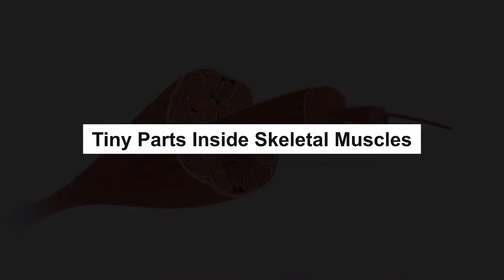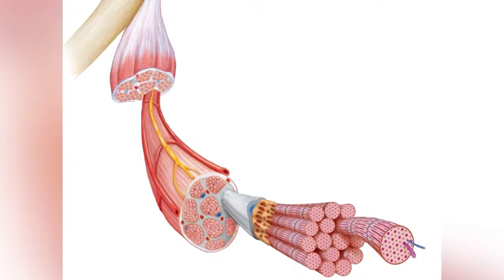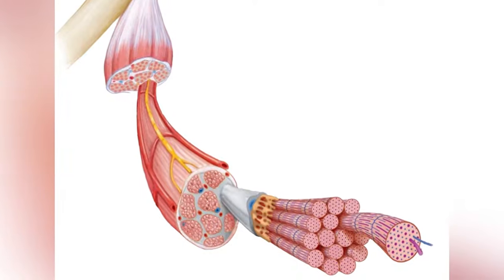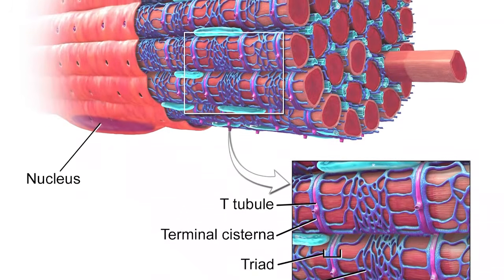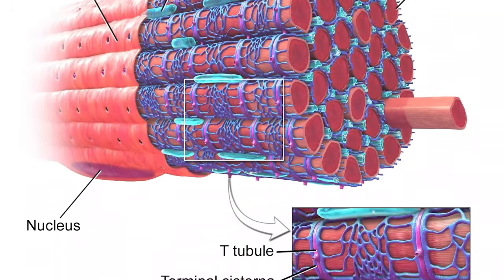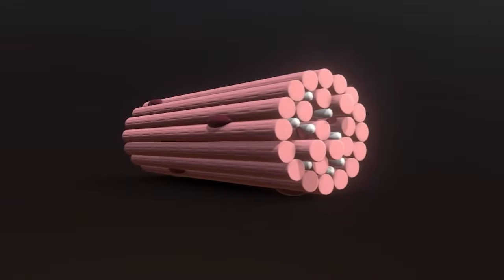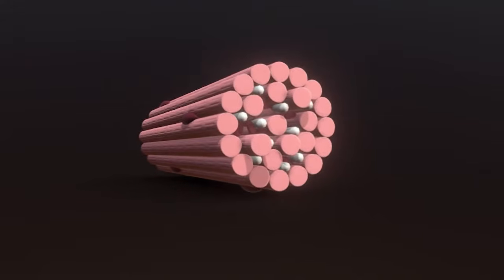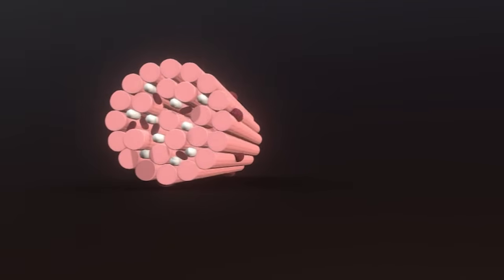Tiny parts inside skeletal muscles. Let's zoom in. Each muscle is made of fibers. These fibers are like long ropes wrapped in a skin called the sarcolemma. Inside them is jelly-like stuff, sarcoplasm, filled with even smaller ropes called myofibrils. Each myofibril is divided into tiny sections called sarcomeres. Sarcomeres are the parts that actually help the muscle squeeze.